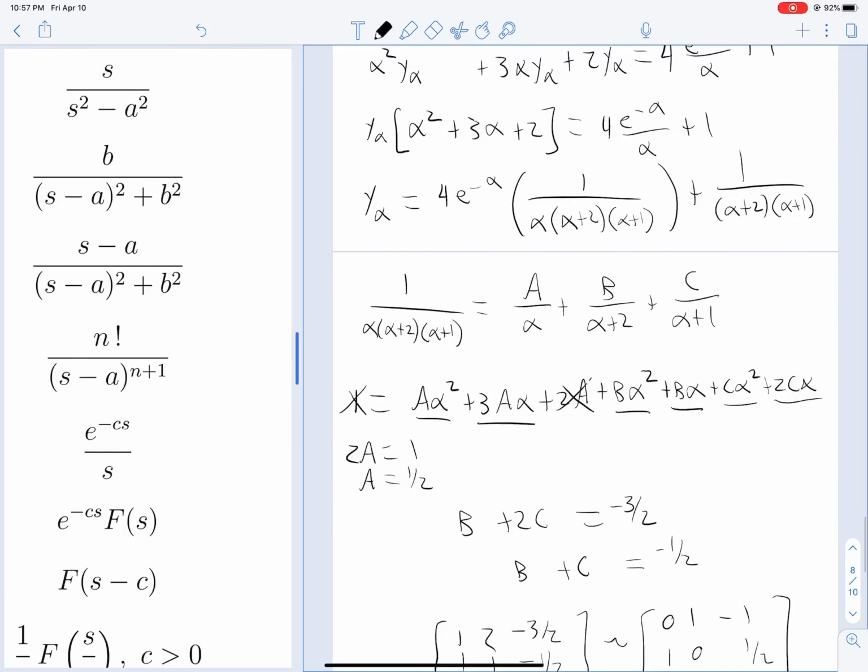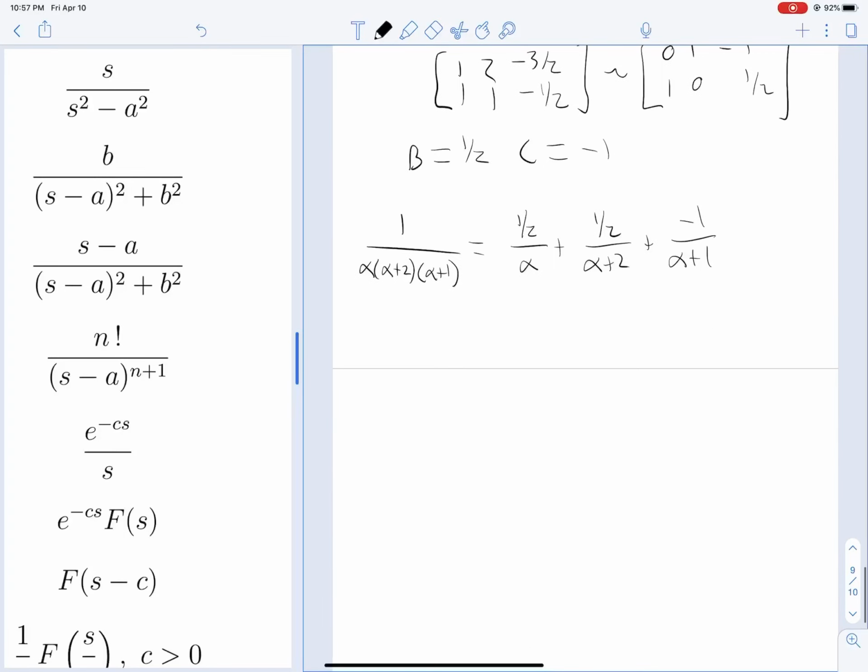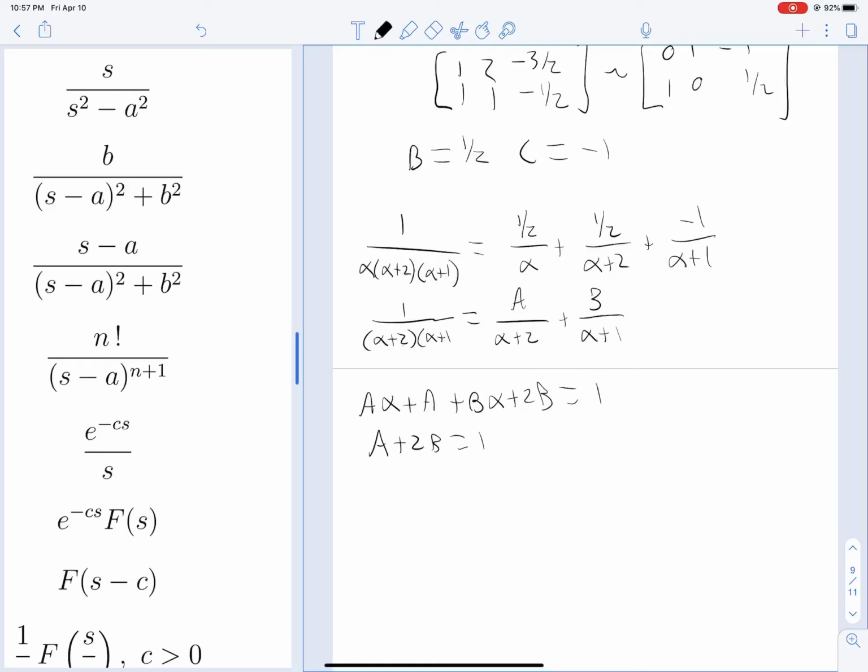So now we've split up this entire expression. Let's split up this guy. So we have 1 over alpha plus 2, alpha plus 1, and that's equal to some A over alpha plus 2 plus B over alpha plus 1. So we see that A alpha plus A plus B alpha plus 2B is equal to 1, so A plus 2B is equal to 1, and A plus B is equal to 0.